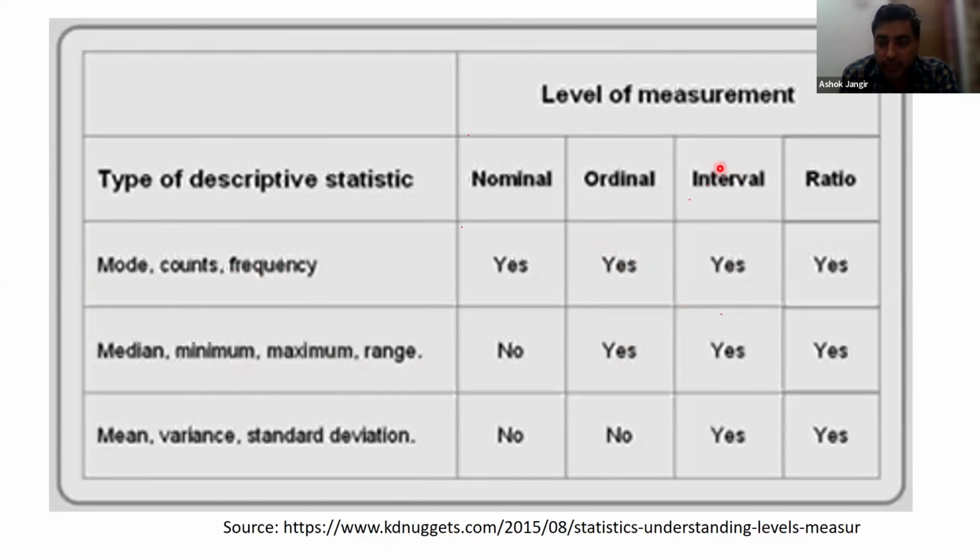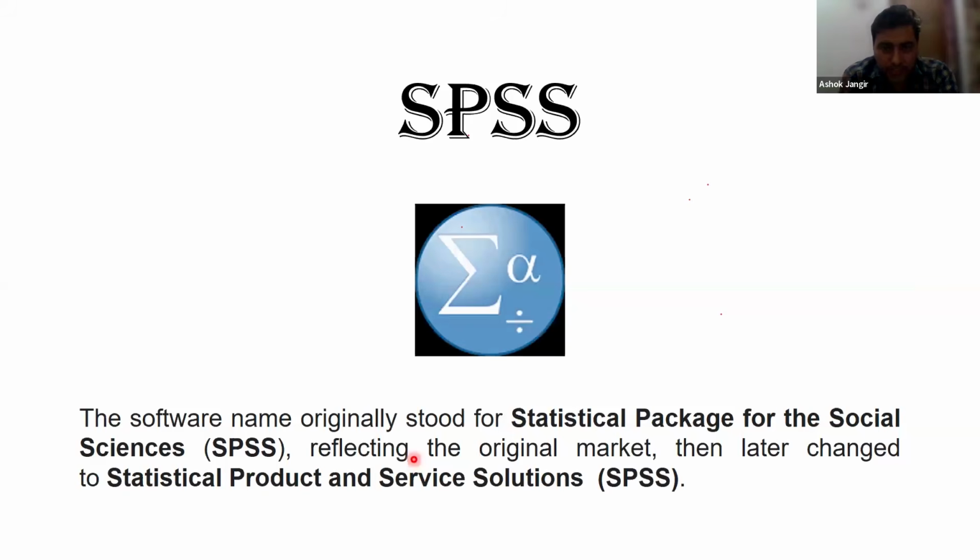But mean is coming in interval and ratio. You can see here for interval and ratio, we can calculate all these things. We can calculate mean, variance, and standard deviation. If it is a normal distribution, I will show you, we can calculate mean and standard deviation. If it is not normally distributed, we can calculate median, minimum, maximum, and range. So you have to remember and understand these slides. Then we can perform statistics very easily.